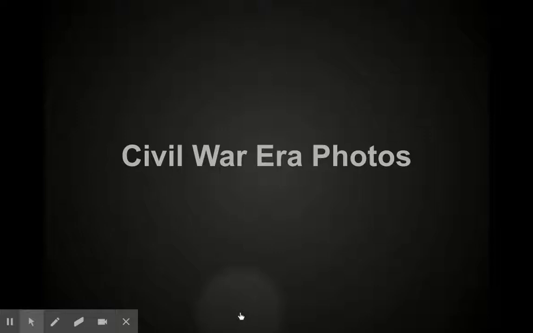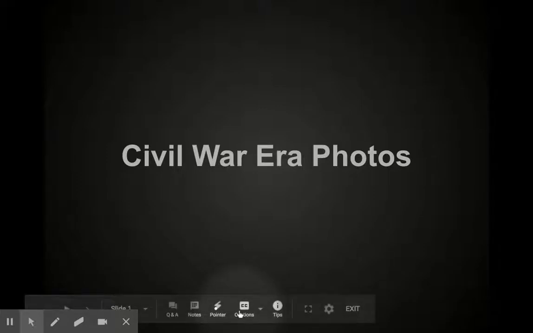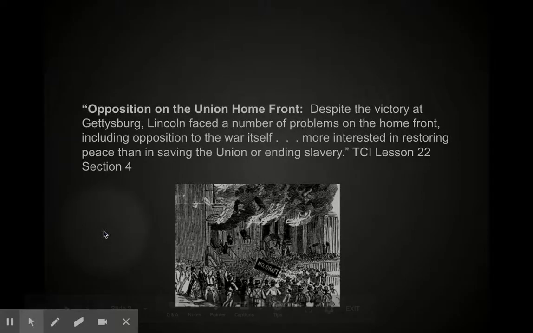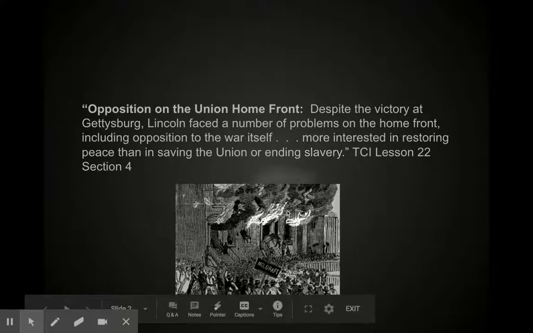Today our topic is Civil War era photos. If you remember last time, we took a look at the idea that even though people really hoped that the war was going to be over quickly, that turned out not to be true. And as the war dragged on, there was lots of resistance to it, opposition on the Union home front, as the excerpt from our text tells us here. Lots of protests, as you can see in the image, even became violent.